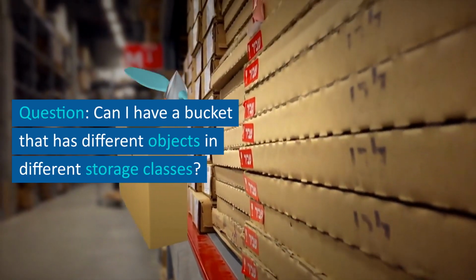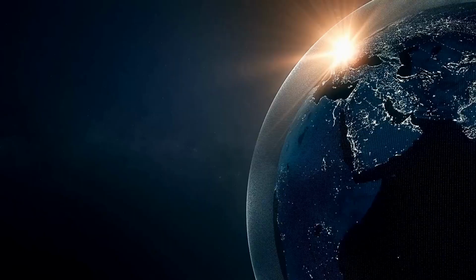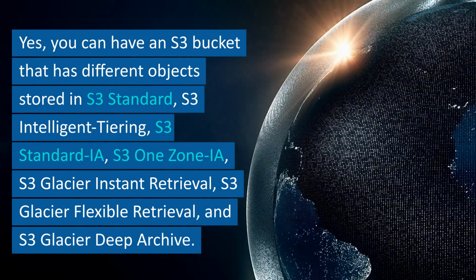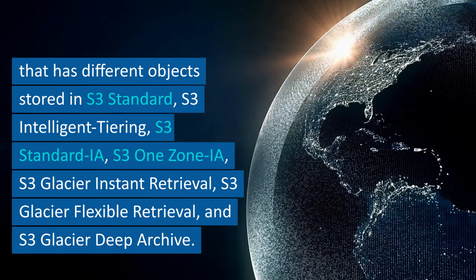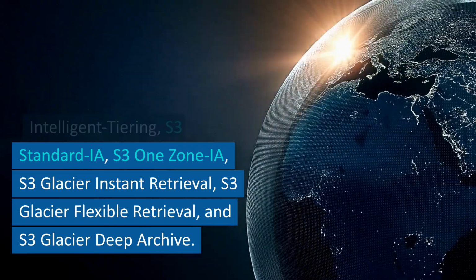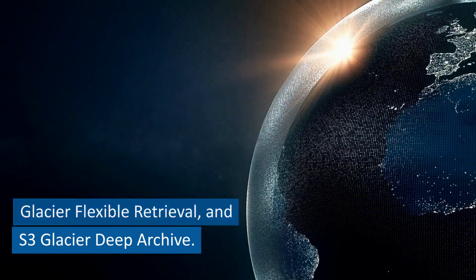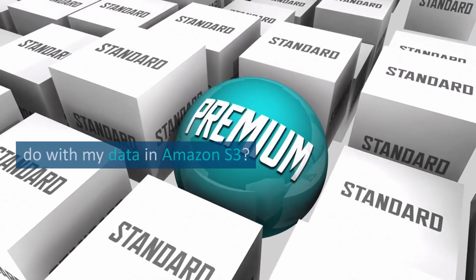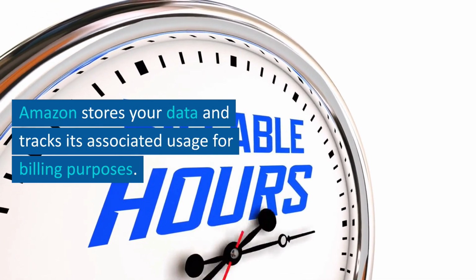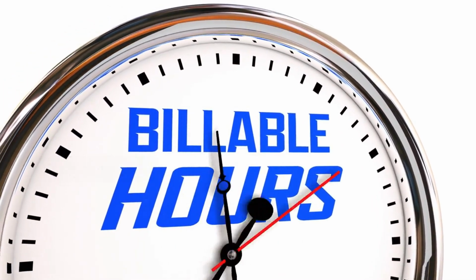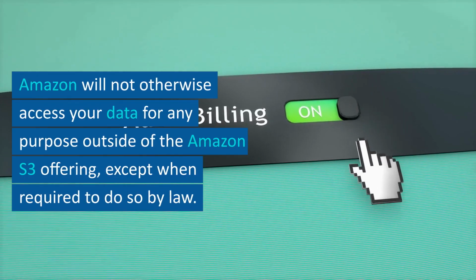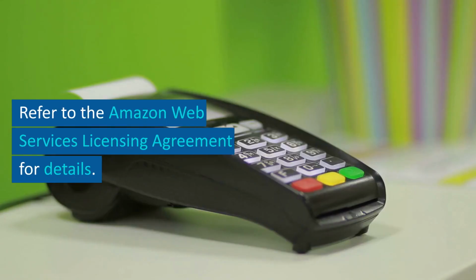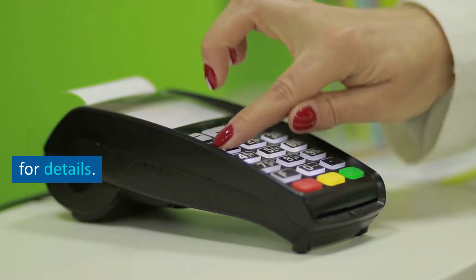Question. Can I have a bucket that has different objects in different storage classes? Yes, you can have an S3 bucket that has different objects stored in S3 Standard, S3 Intelligent Tiering, S3 Standard IA, S3 One Zone IA, S3 Glacier Instant Retrieval, S3 Glacier Flexible Retrieval, and S3 Glacier Deep Archive. Question. What does Amazon do with my data in Amazon S3? Amazon stores your data and tracks its associated usage for billing purposes. Amazon will not otherwise access your data for any purpose outside of the Amazon S3 offering, except when required to do so by law. Refer to the Amazon Web Services licensing agreement for details.